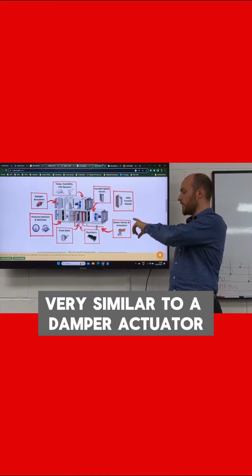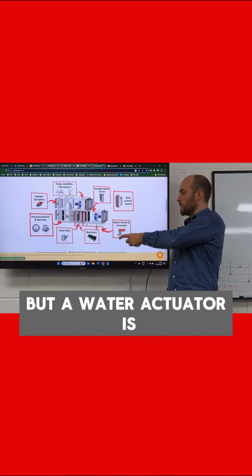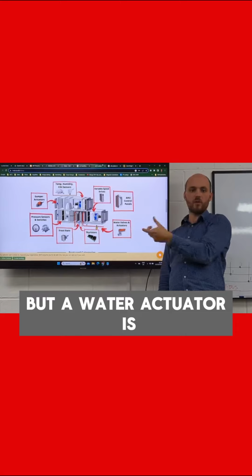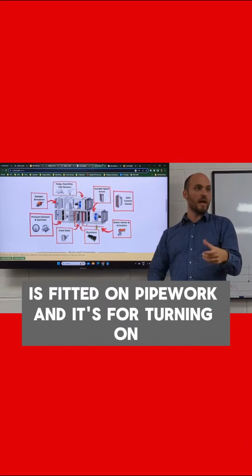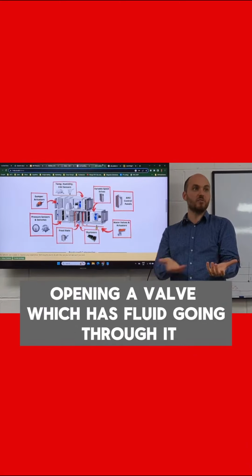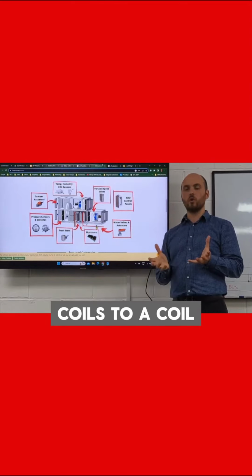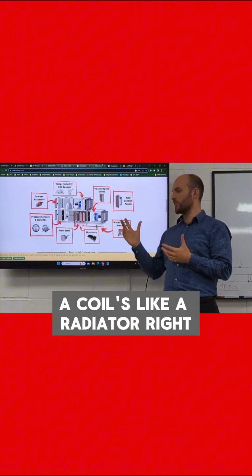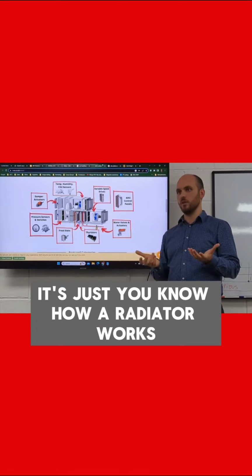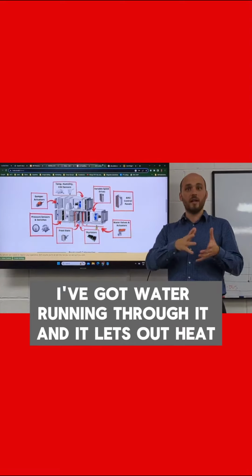Water valves and actuators. Very similar to a damper actuator, but a water actuator is fitted on pipework, and it's for turning and opening a valve which has fluid going through it. These are used for what's called heating or cooling coils. So a coil, the way I always explain it, is like a radiator, right? You know how a radiator works at home? It's got water running through it and it lets out heat.